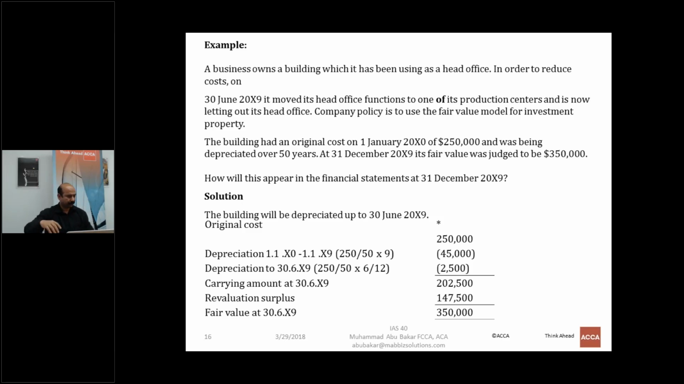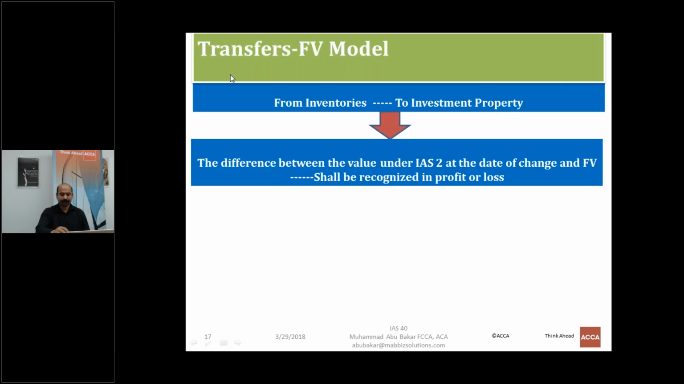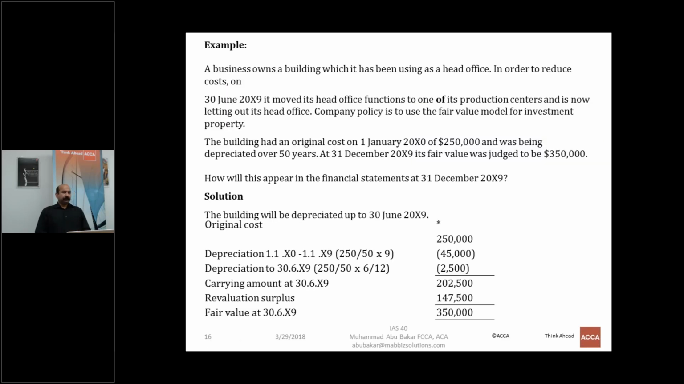No. Okay. Some other questions. What if an owner partly occupies the investment property? Yes, if that part is insignificant in comparison with the whole building, then that building will be treated as investment property.